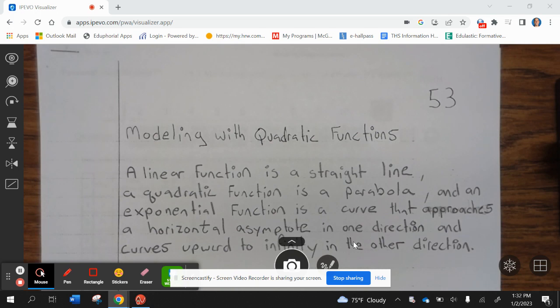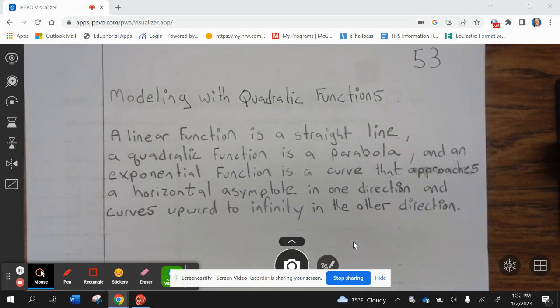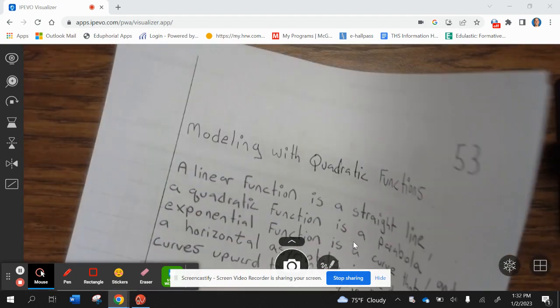Here we're on journal page 53, modeling with quadratic functions. A linear function is a straight line. A quadratic function is a parabola, and an exponential function is a curve that approaches a horizontal asymptote in one direction and curves upward to infinity in the other direction. All right, let's take a look at the first example.